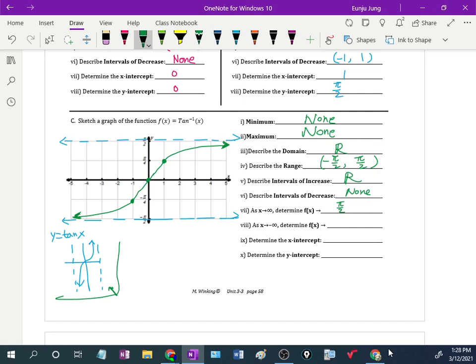The other end, as x goes to negative infinity, where does y go? Y is approaching negative pi over 2. So those are called the bounds, and that's related to the behavior of the function. At the same time, it is a horizontal asymptote. What's the x-intercept? 0. What's the y-intercept? 0. Any questions? Okay.